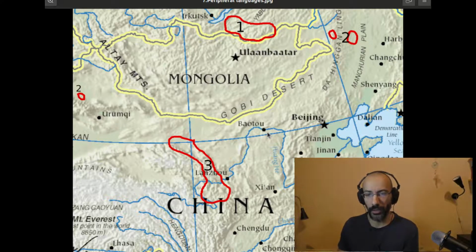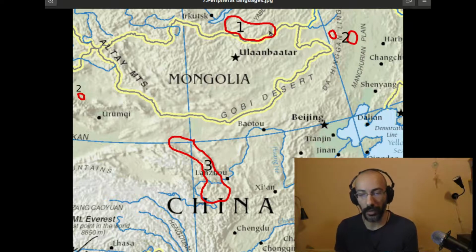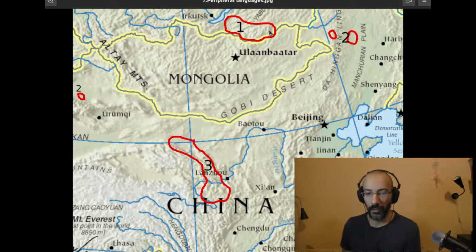The area number one is the area of the Khamnigan language. So in the valleys in South Siberia, close to the Mongolian border, a really interesting Mongolic variety, Khamnigan, is spoken. Okay, we will be speaking about Khamnigan more. As you can see, this is situated within the area of Buryat linguistic dominance, and naturally Khamnigan today is strongly influenced by Buryat.